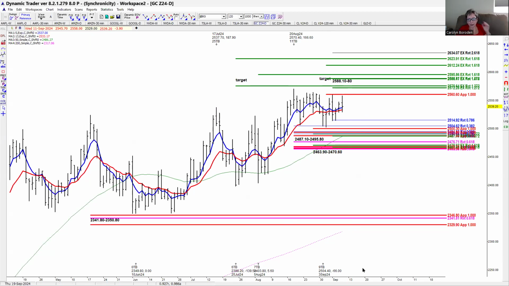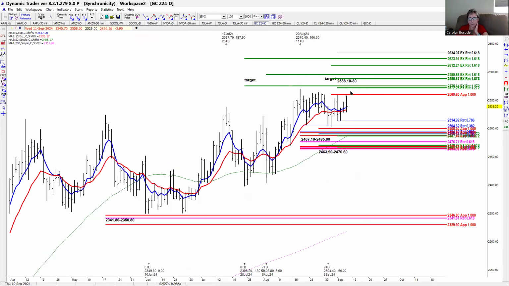The 1272, I noticed that once something meets a 1272 extension, it's in a place where it's more likely to give a pullback. But that was the square root of 1618, right? But I see it over and over again. You get to an extension, and again, it's not always going to be the 1272. Sometimes it's the 1618. Sometimes it blows through and goes to the 2618. But should you protect profits and start ratcheting up those stops if you hit a 1272? Absolutely. That's always my target number one.